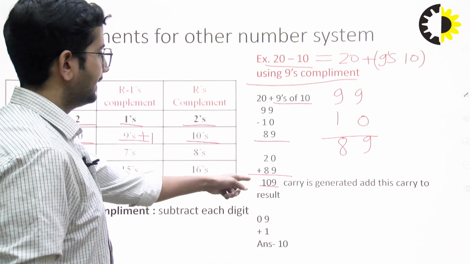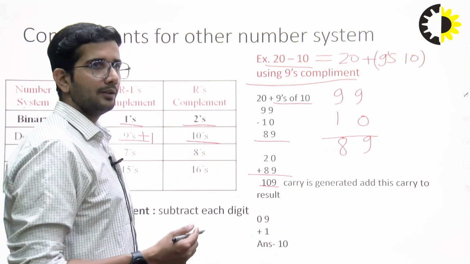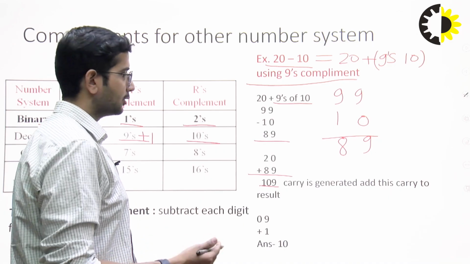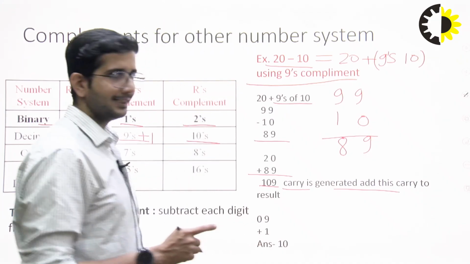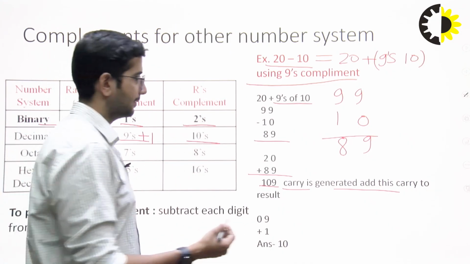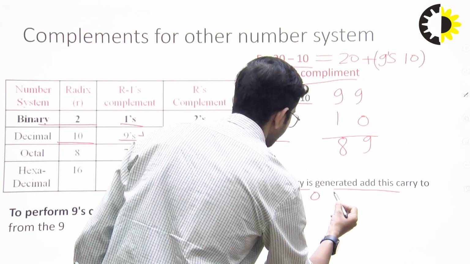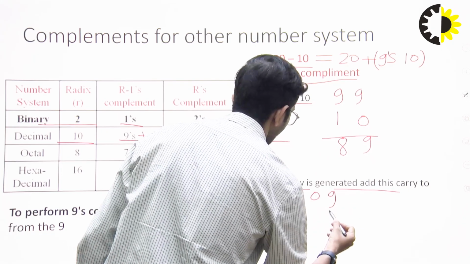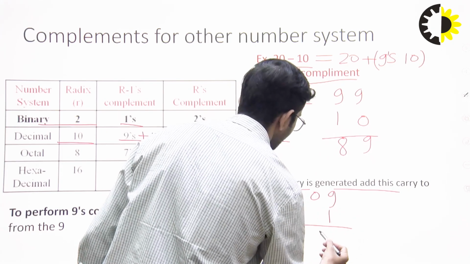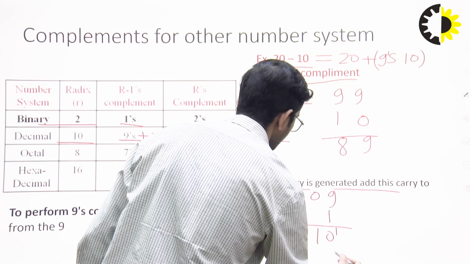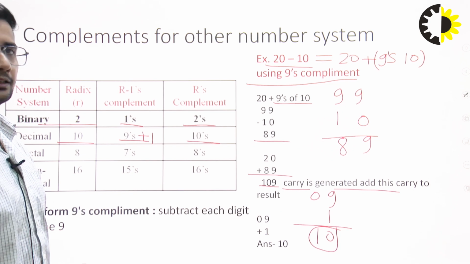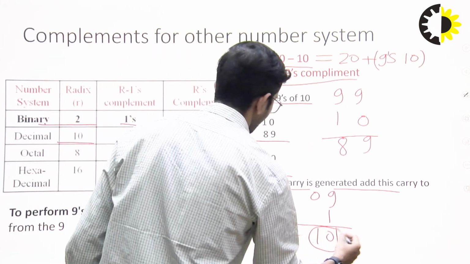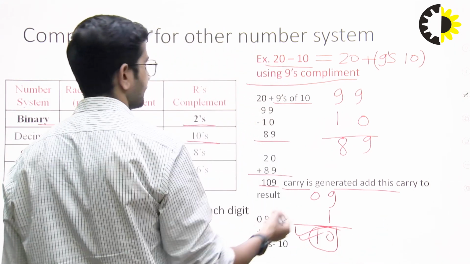It gives 109. Here we can observe that a carry is generated. Like in the case of 1's and 2's complement, if a carry is generated, we have to add this carry back to the result. So the carry is 1 and the result is 09. If we add 1 to the result, we get 10. So 20 minus 10 is 10, and we get the correct answer by using the 9's complement.